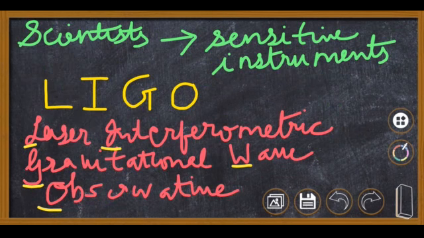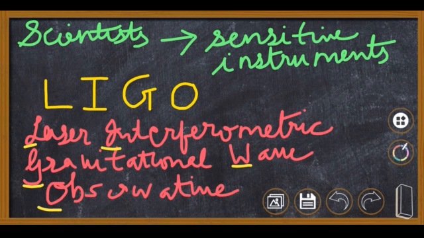We have seen that these gravitational waves are very weak and hence very difficult to detect, but scientists have made very sensitive instruments. Sensitive means the instrument which can measure even the smallest disturbance. The smaller the thing an instrument can measure, the more sensitive it is.